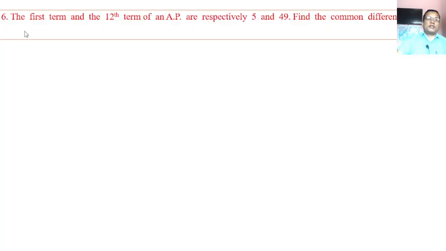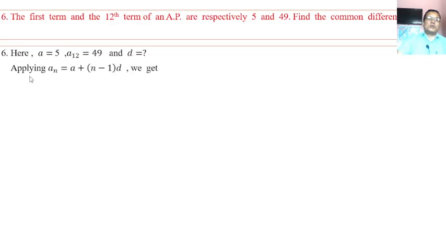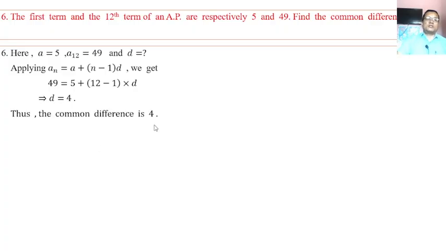Question number 6. The first term and the 12th term of an AP are respectively 5 and 49. Find the common difference. The first term is 5 and a_12 is 49. D is what? Applying this formula, we get 49 equals 5 plus 11 times D. Solve D, we get 4. The common difference is 4.